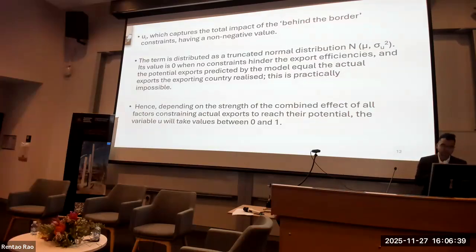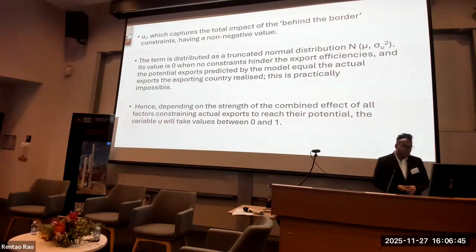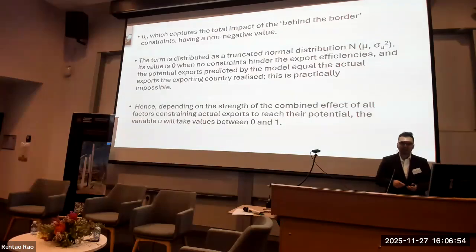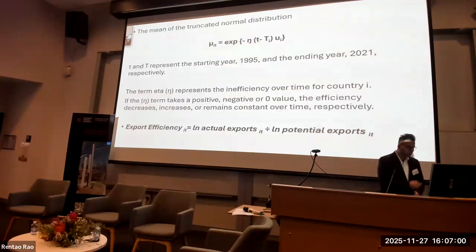The term Ui captures the impact of the behind-the-border constraints, and it should have a value from 0 to 1. So if it is more towards 1, it means that there are some domestic constraints which are affecting China's total exports. And it has a truncated normal distribution and the value of mean.